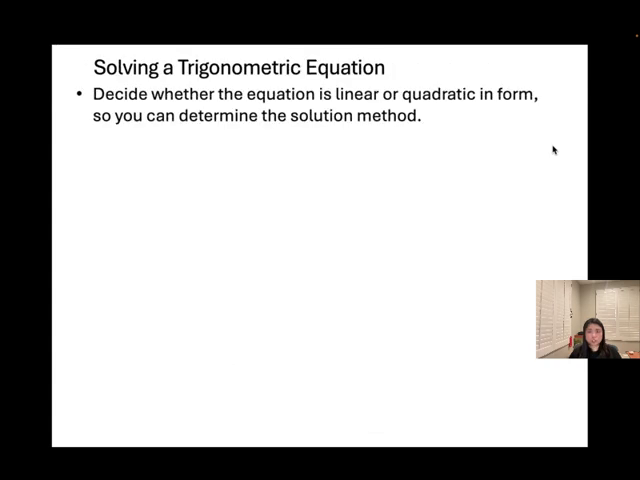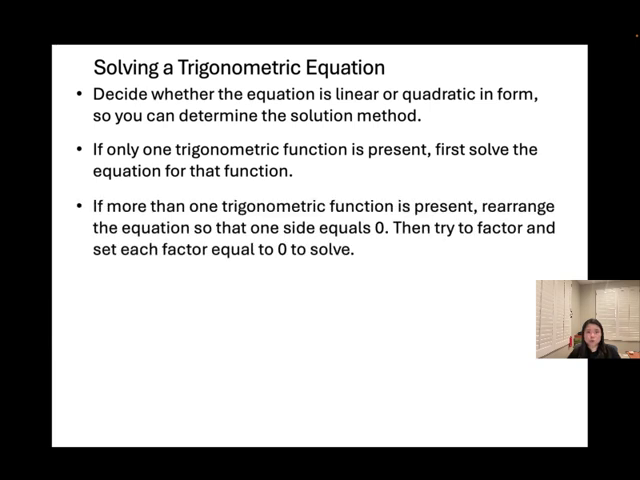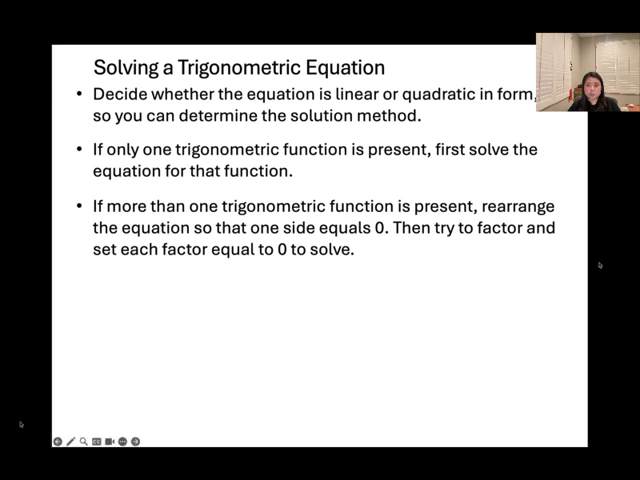Solving a trigonometric equation. First, decide whether the equation is linear or quadratic in form, so you can determine the solution method. For a quadratic equation, you may need to do factoring, or sometimes you may need the quadratic formula. If only one trigonometric function is present, first solve the equation for that function. If more than one trigonometric function is present, arrange the equation so that one side is equal to 0, then try to factor and set each factor equal to 0 to solve. So factor out and then apply the zero property.